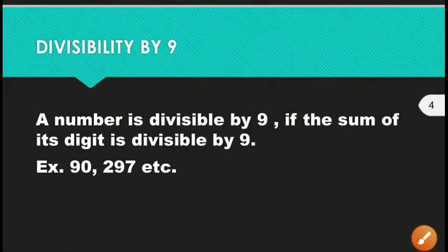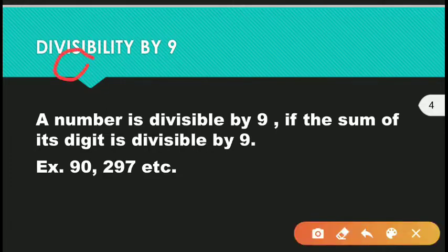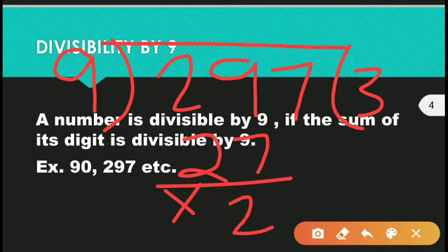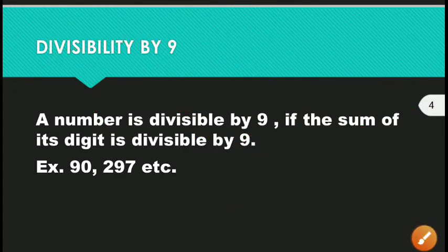You can also check this question by doing a division. Suppose you divide 297 by 9. This will go 3 times. Now this will go again 3 times. Now this is completely divisible by 9. But if you have learned the divisibility test, no need to do any kind of division.